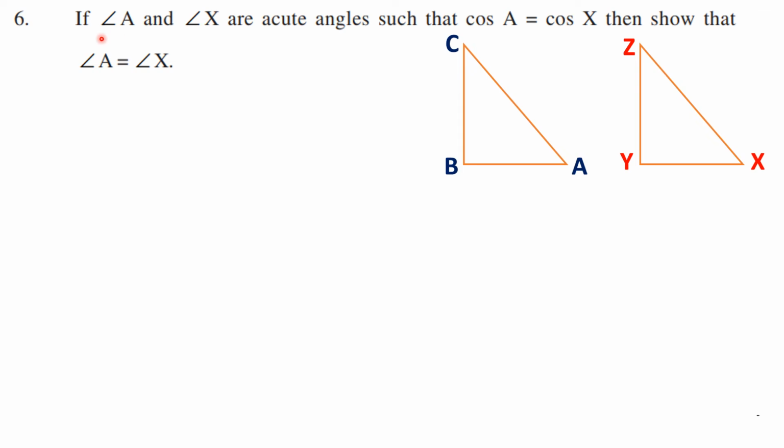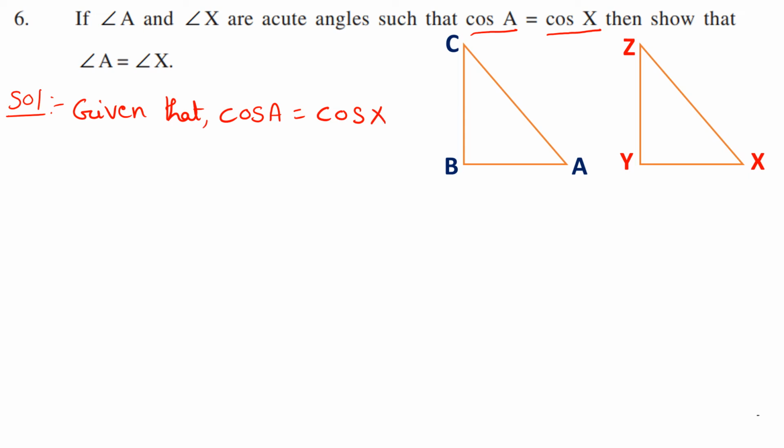Question number 6. If angle A and angle X are acute angles such that cos A equals cos X, then show that angle A equals angle X. Let us consider these two triangles, triangle ABC and triangle XYZ, with right angles at B and at Y. Now let us see what is given. Cos A is equal to cos X.